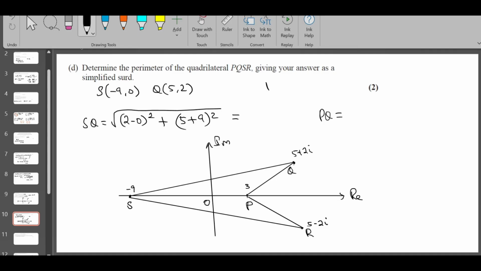And then the distance PQ. The point P is 3, 0. So PQ is the square root of x2 minus x1 the whole square plus y2 minus y1 the whole square.